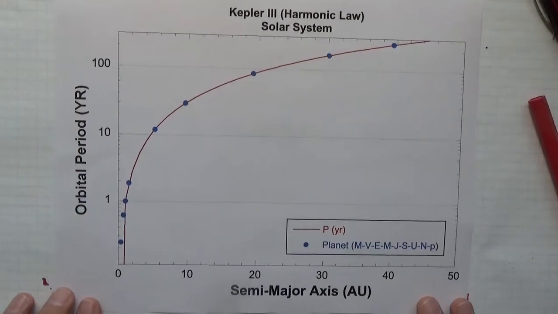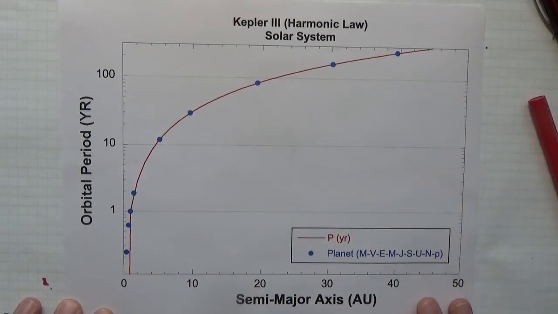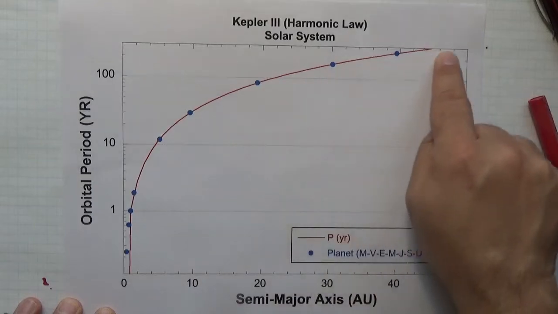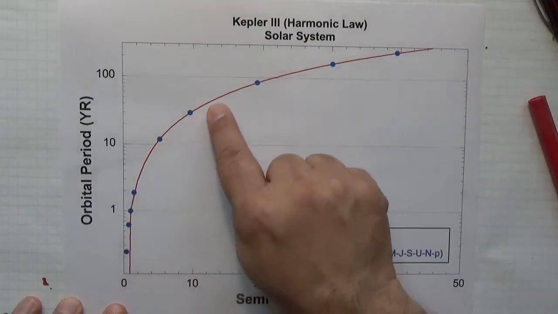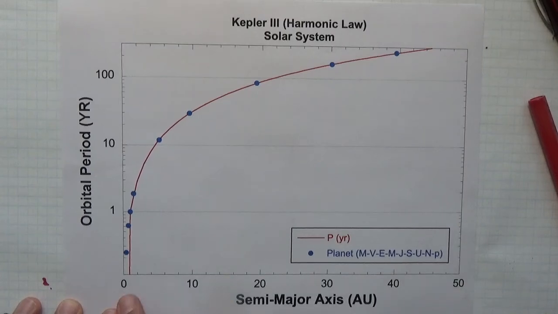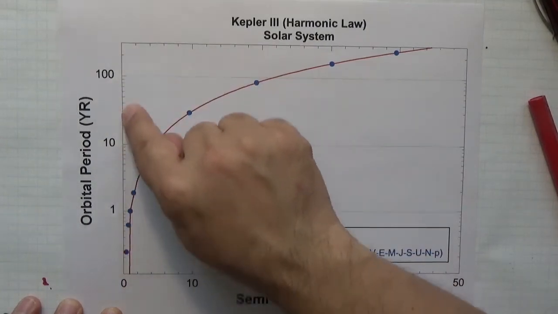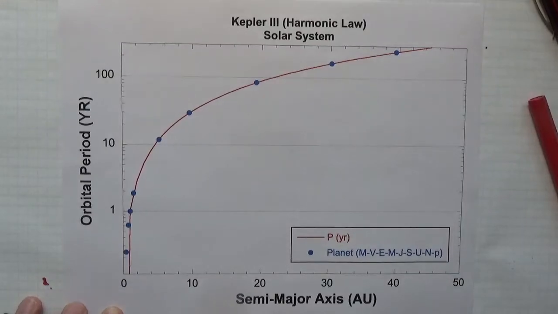So here's the exact same data in a semi-log plot. In this case, this is still Kepler's third law. The red line is still the function. The blue dots are still the actual values from the planet. I'm plotting in the linear axis in the horizontal, the semi-major axis in astronomical units, so it looks exactly like the graph on the last one. But in this case, I've chosen to represent the vertical axis differently, in this case logarithmically.